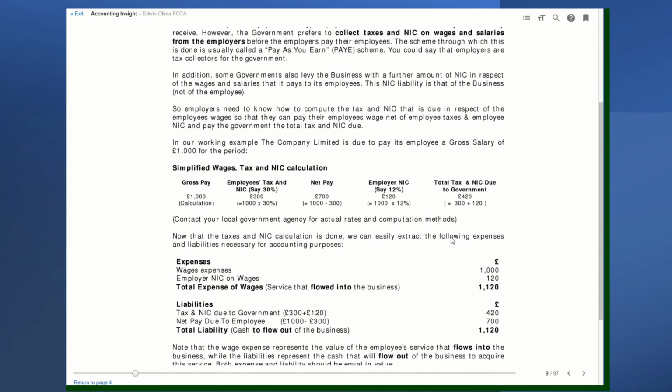Countries have different rules, so please contact your local government agency for actual rates and computation methods, and these keep changing every year, or you can speak to your financial advisor.